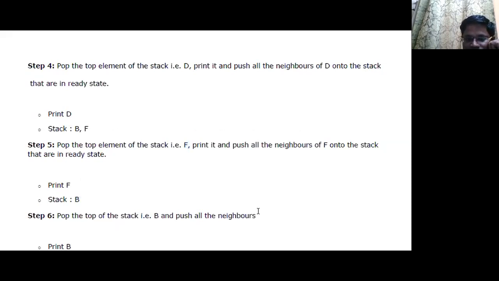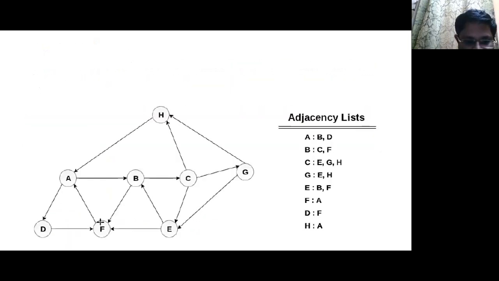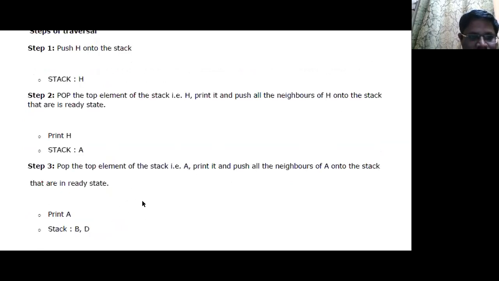So the next step is to delete the top element, since there is one element. So just delete this element B, print the value of B, and add all the neighbors of B onto this stack. So let's look at the graph. How many neighbors does B have? C and F. So there are two neighbors, C and F.